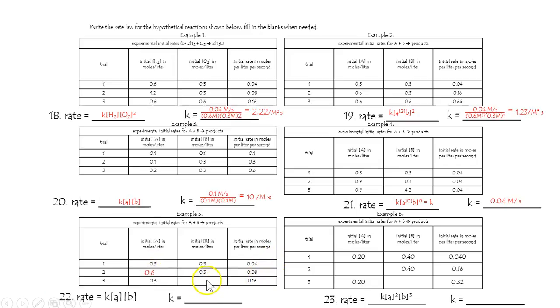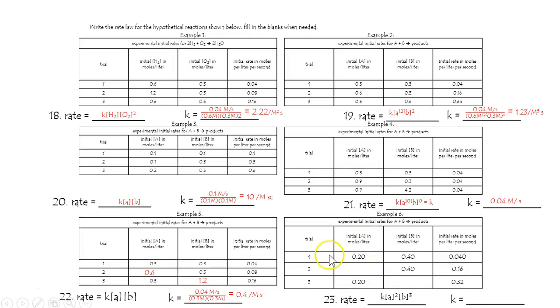And similarly for B, trials 1 and 3 look like they're holding A constant, which is good, but the rate is increasing fourfold, so I better increase the concentration fourfold. Quadruple the concentration, quadruple the rate, that is first order with respect to B. K would be equal to, for trial 1, 0.04 divided by 0.3 times 0.3. And that is 0.4 per molar second.